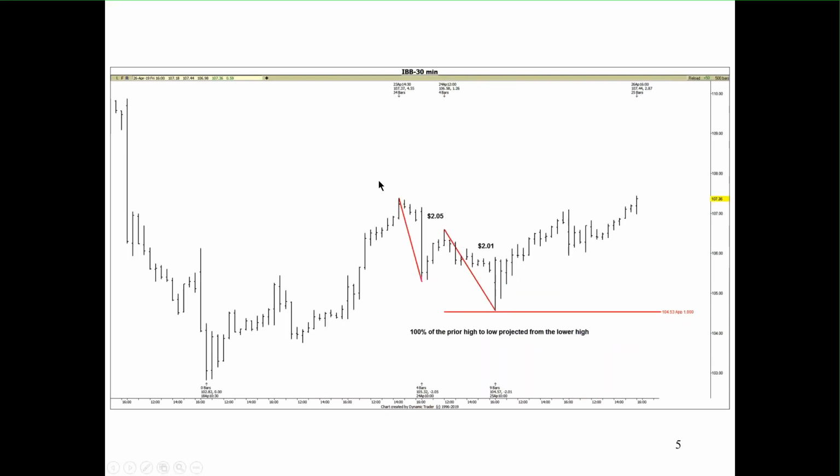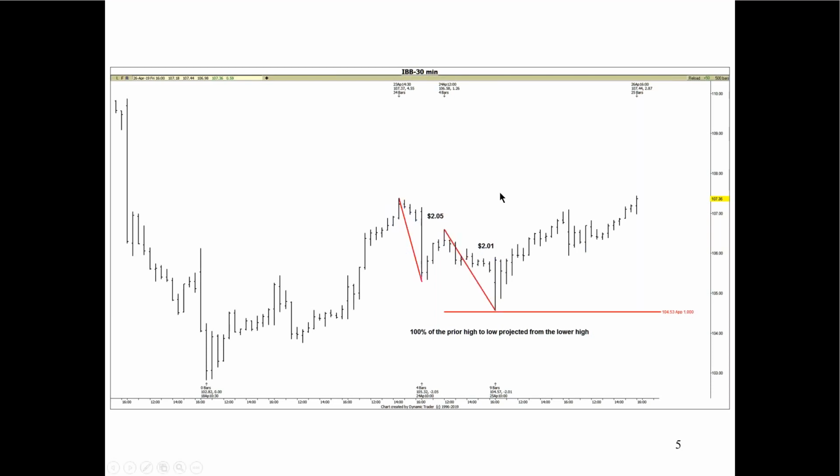And then this is the same 30-minute chart, and there's yet a third price relationship that comes from taking 100% of this first swing down, projecting it from the lower high, and that gave us 104.53, okay? These swings were very similar because the first decline was 205 and the other decline was 201. So I would call this symmetry because symmetry, the definition is either similarity or equality when comparing swings in the same direction. And in this case, it was similarity because 205 is pretty similar to 201.